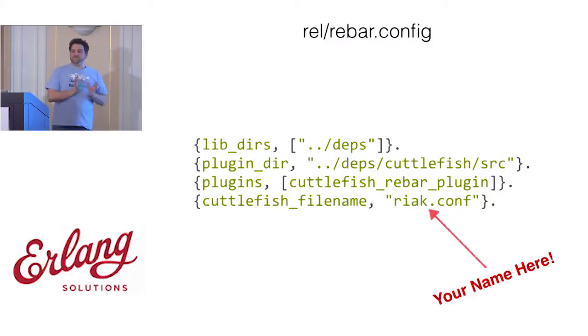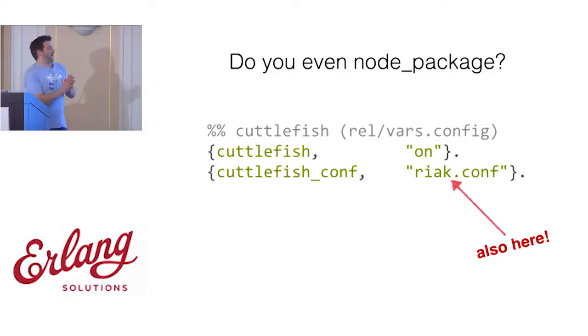So what do you do? Well, if your release has a rebar config, you add these guys to it. It just says, use the Cuttlefish rebar plugin. You can name your conf file. So when you use Cuttlefish, you don't have to have a React conf. You can have whatever your app name is you want conf, which is great because only us want a React conf. And if you use node package, it's even easier because you can just turn Cuttlefish on and specify that same conf file name in here, and it knows what to look for.